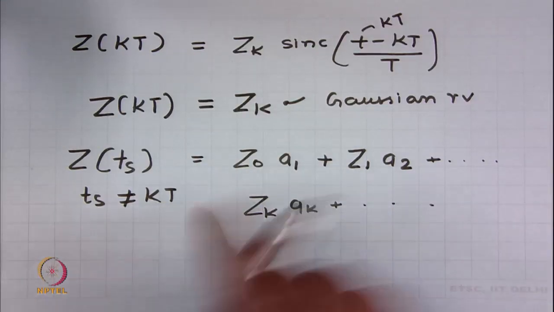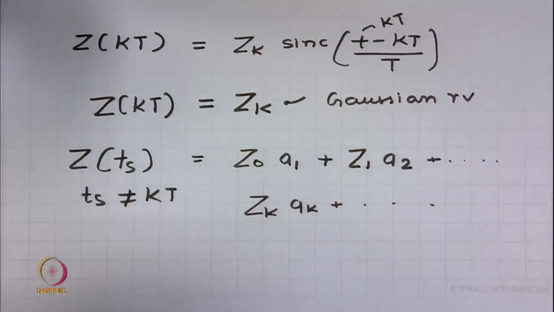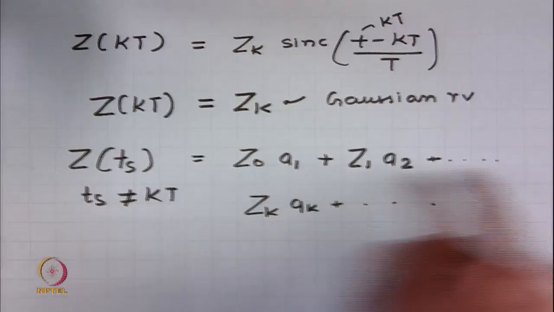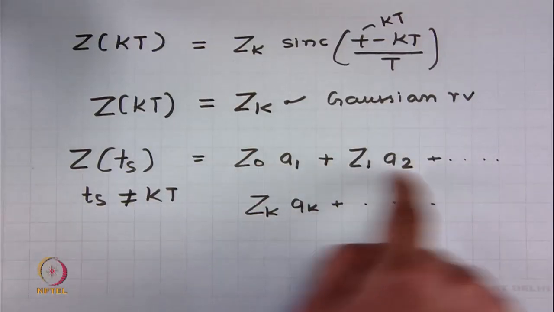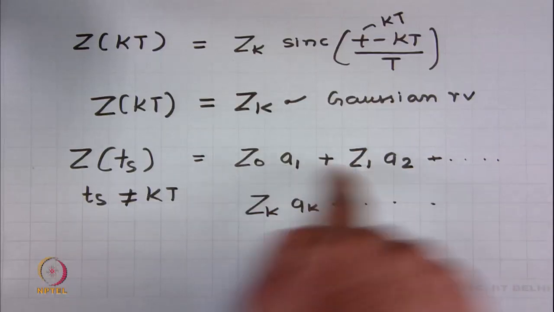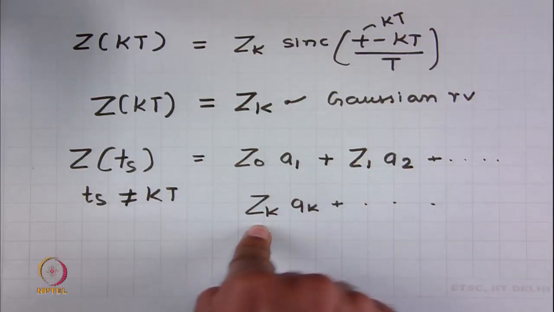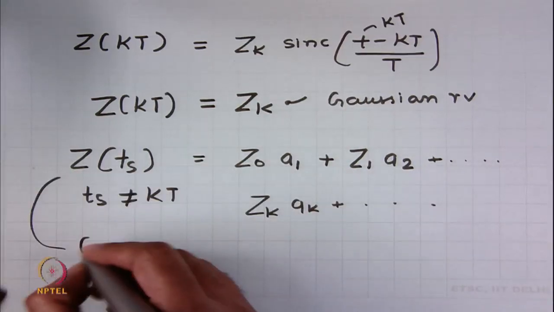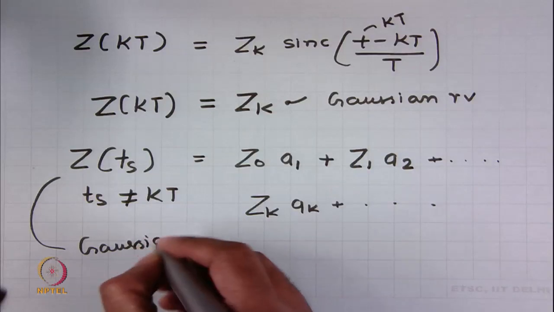Now, what you would see is z(Ts). What is z(Ts)? It is a random variable, because I am looking at the random process at a specific time instance. Now this random variable, as you can see, is nothing but a linear combination of the random variables z0, z1 and zk, and they are assumed to be independent. So, z(Ts) is also a Gaussian random variable.